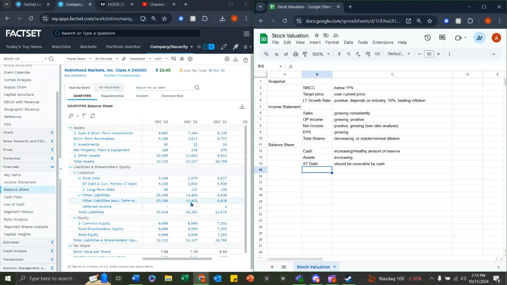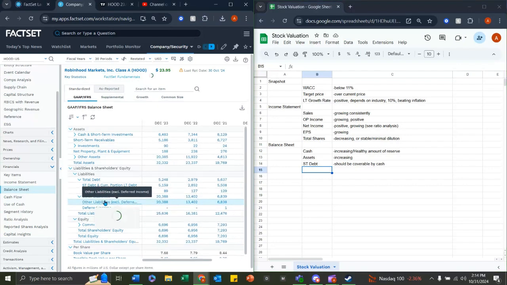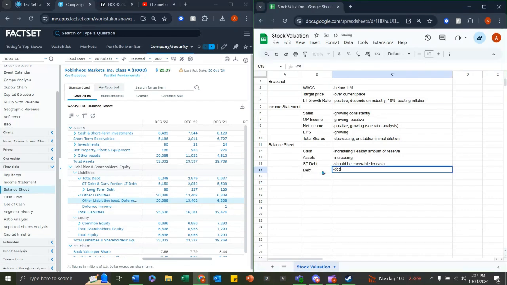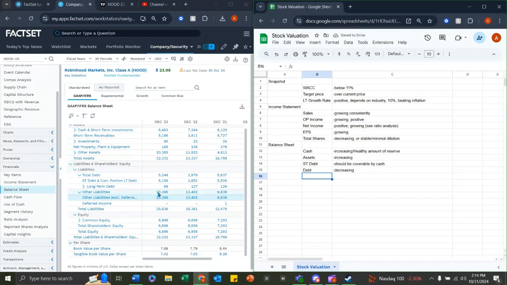Unfortunately, I'm not enough of an accountant to tell you what the other liabilities are, but they have 20 billion of whatever that is. That's a little concerning. But at the end of the day, they have enough to cover their short-term debt. That's really the most pressing thing. Oh, sorry, I did click on the tab. Debt. Obviously, you want to see decreasing debt. Liabilities, again, is what I mean by debt.